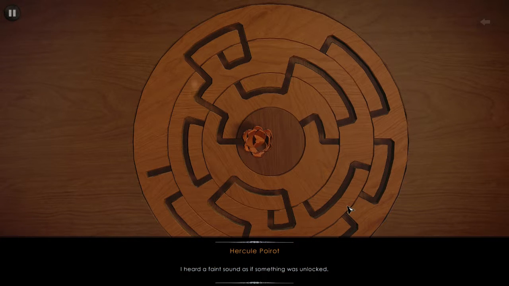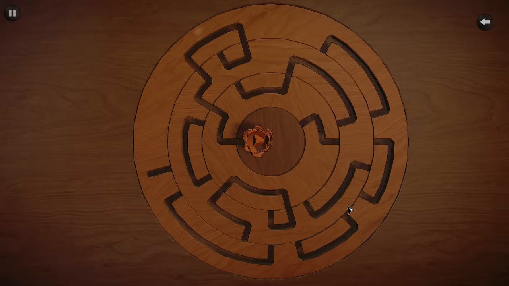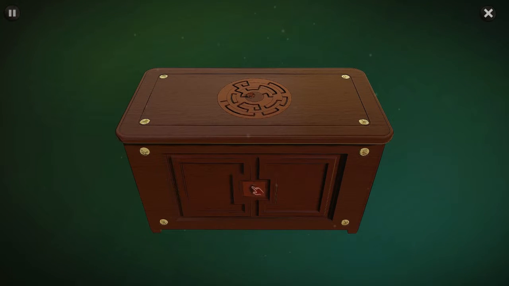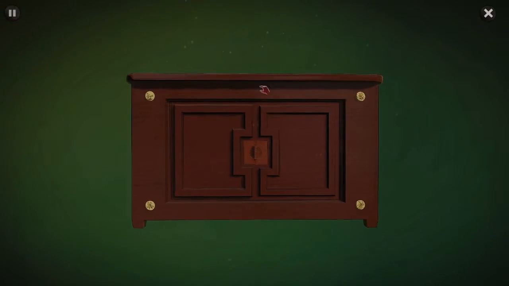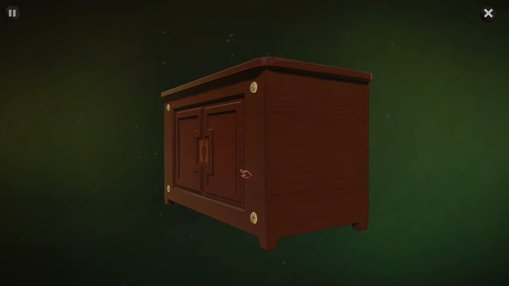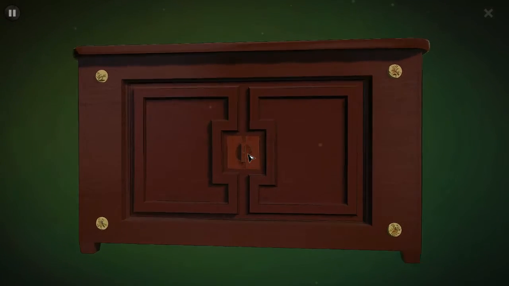Faint sound as if something was unlocked. Success! Finally, that took forever. So now, something was unlocked, he said. I bet it's those doors. Or maybe not. Maybe it's on the back. No. Oh, here we go.